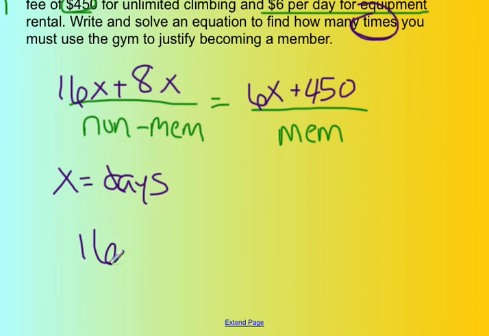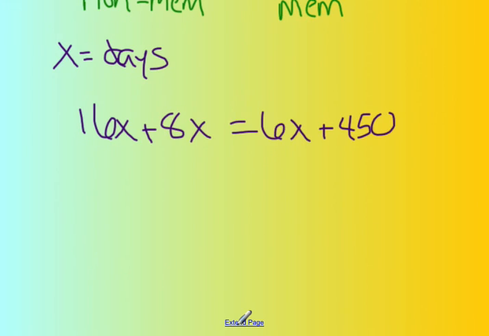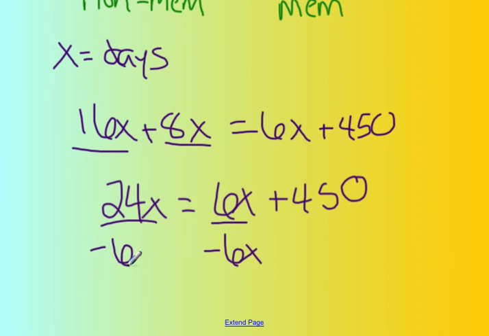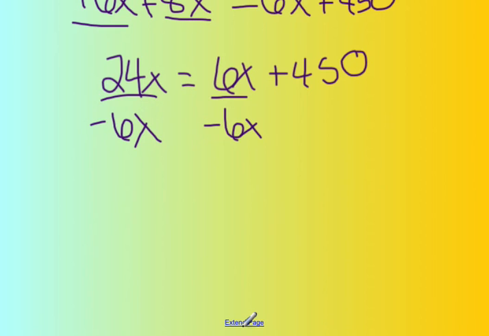Now we're going to solve this equation. I'm going to write it out down here. The first thing I want to do is simplify my like terms on the left-hand side. 16x plus 8x gives me 24x. And then I get 6x minus 450. Now I need to get my x's on the same side. I highly suggest getting the 6x over to the same side as the 24x. So we have minus 6x on both sides. 24x minus 6x gives me 18x, and that's equal to 450.